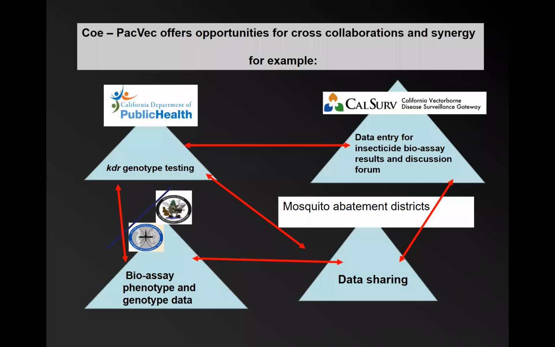I think it's a perfect opportunity for us to start sharing data and set up a database where different districts that are doing bioassays can put their data, maybe using CalSurv as a database for all this data. The Department of Public Health does KDR phenotype testing. So can we relate what they do to what I do in the lab for bioassays? There's plenty of opportunity for cross-collaboration here.